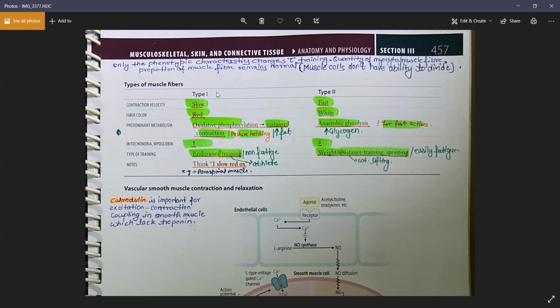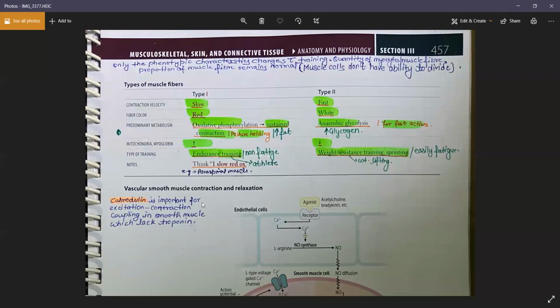And because, as you know, in order for the muscle cell to contract for a prolonged duration of time, they require oxidative phosphorylation, right? So that's why the predominant metabolism in type 1 fibers is oxidative phosphorylation, so that a sustained contraction can happen, right? While in type 2 muscle fibers, it would be anaerobic glycolysis. Is that okay? The type 1 muscle fibers appear red because of the presence of more myoglobin and mitochondria, right? And the type 2 fibers appear white because of low myoglobin and low mitochondria.